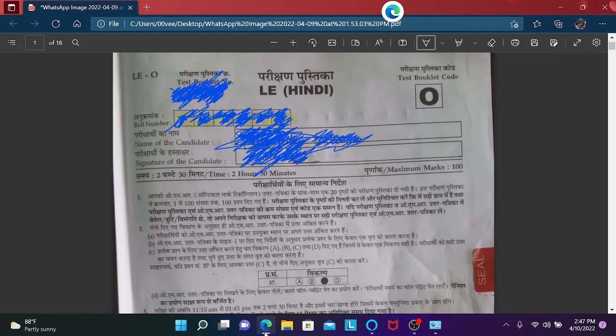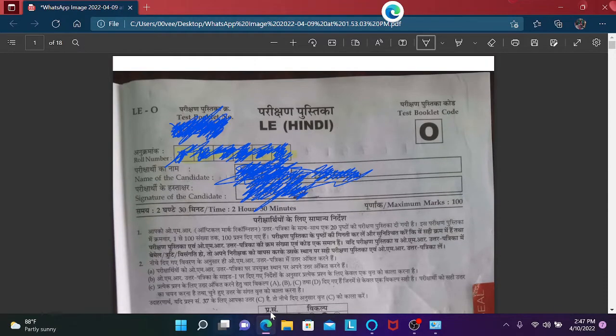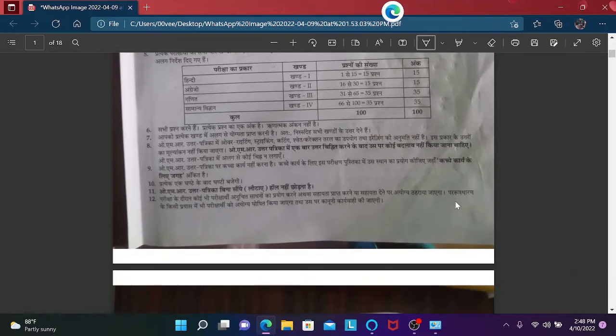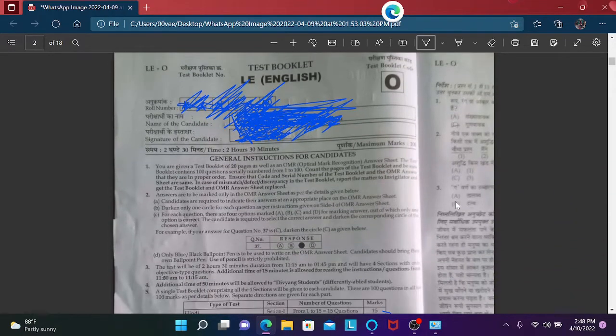Okay, so this is our question paper. You will get this question paper in Hindi and English medium. Only Hindi medium and English medium are there, no other mediums. You have to write your roll number, the name of the candidate, and make your signature. The exam is 2 hours 30 minutes and the maximum mark is 100. There are some instructions given here. We can go to the English instructions.